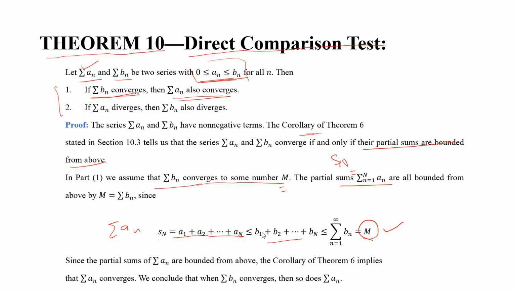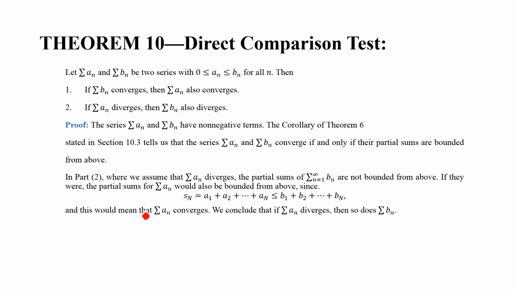So let's try to prove part 2. In part 2, we are given a divergent series, which is sigma an. That is, the series with smaller terms is divergent. So if sigma an diverges, then sigma bn also diverges. We have to prove that sigma bn also diverges. Let's assume sigma an diverges, and suppose otherwise, that sigma bn is not divergent.